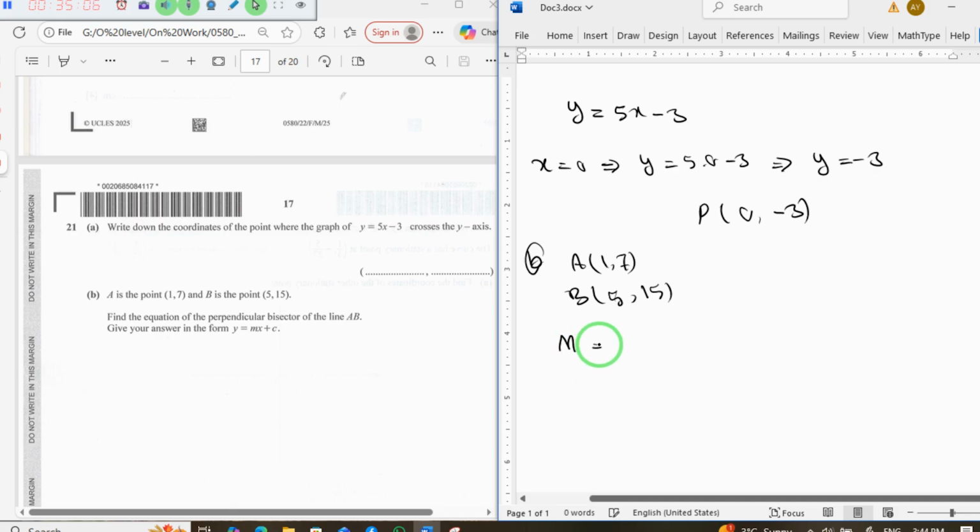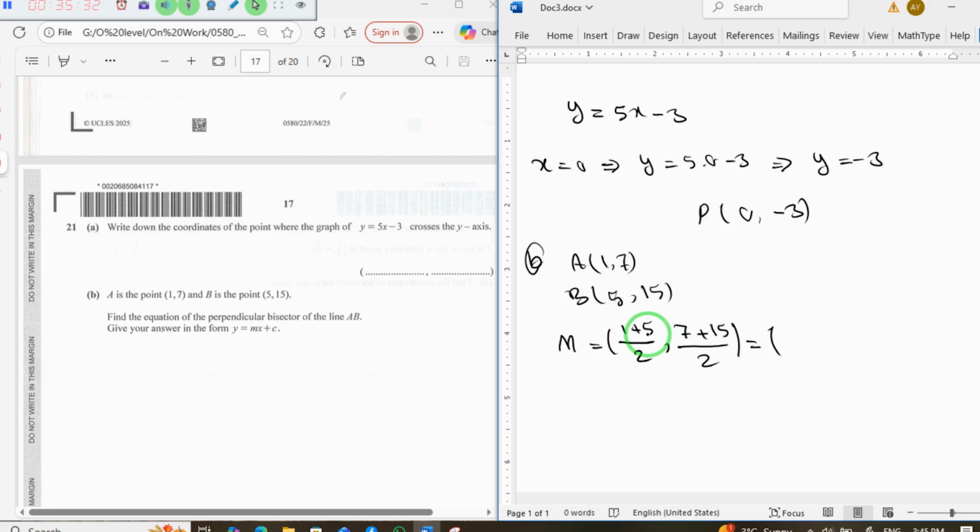The midpoint is (1 plus 5) over 2 and (7 plus 15) over 2. 1 plus 5 is 6, divided by 2 is 3. 7 plus 15 is 22, divided by 2 is 11. This is the midpoint, or average point, of these two points.